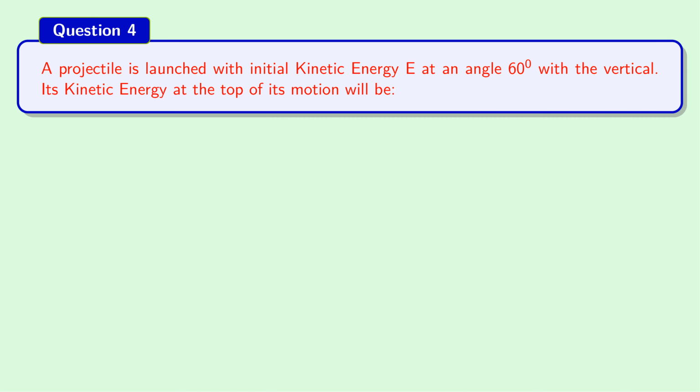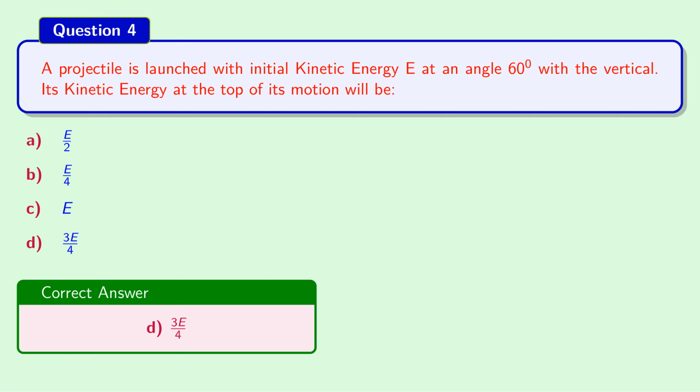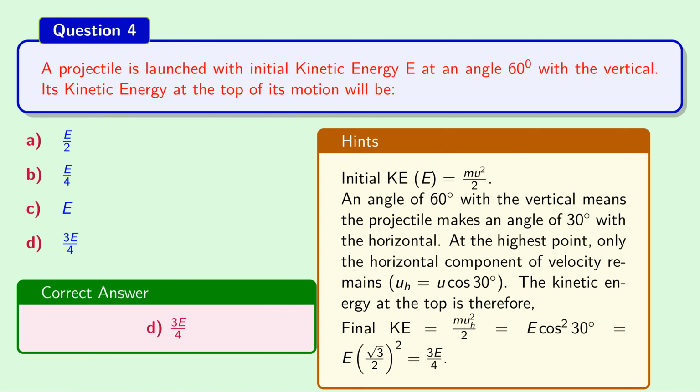Question 4. A projectile is launched with initial kinetic energy E at an angle of 60 degrees with the vertical. Its kinetic energy at the top of its motion will be. Here are the four options: A. E over 2, B. E over 4, C. E, D. 3E over 4. Correct answer is option D, 3E over 4. Quick tip for this question.